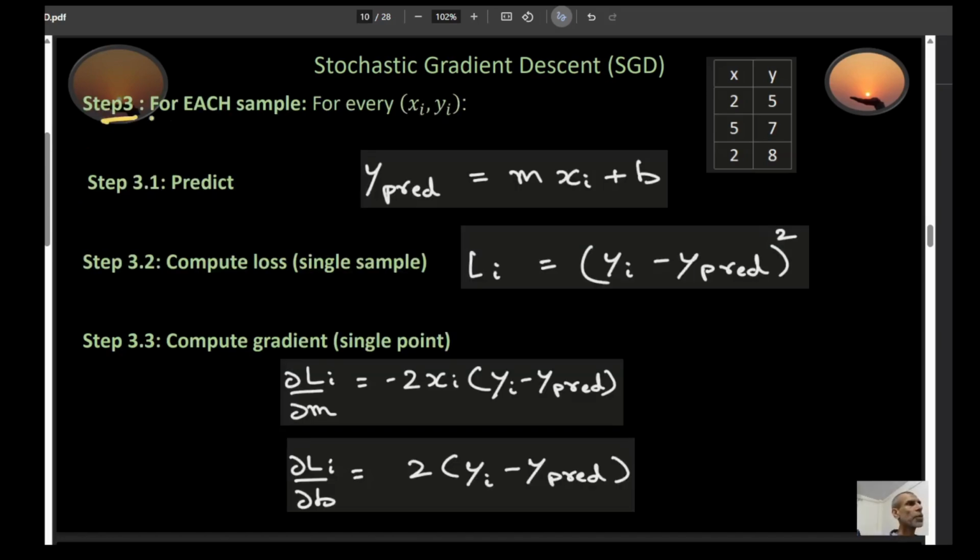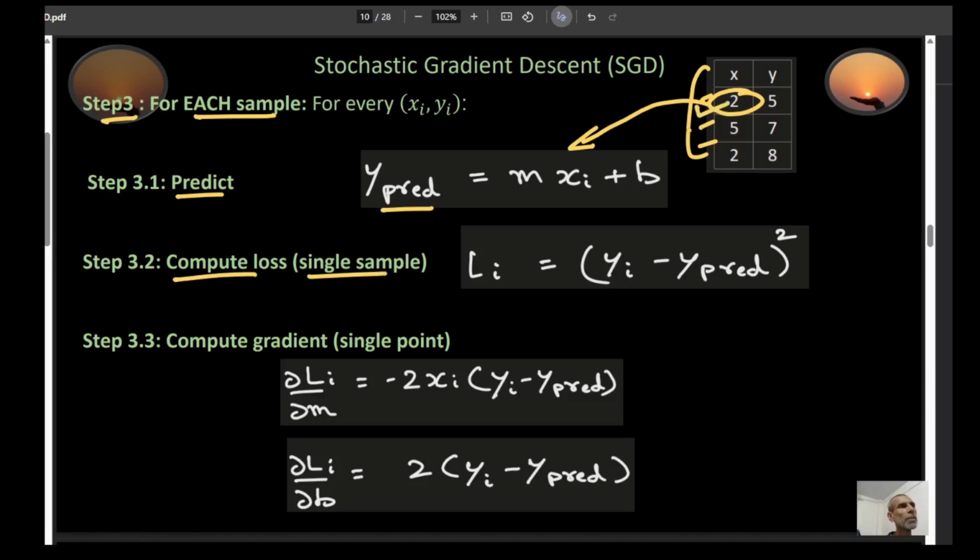And then step 3. Now for each sample, let's take a look at this one right here. So I'm going to be repeating this for each one of these samples. I'm going to predict your y value. So I'm going to say y equal to m times xi plus b. So let's say I'm working with this sample right here. So I'm going to make a prediction of this one right here. Then you compute the loss for this one single sample. That would be this sample right here. So let's say the loss comes out to be this right here.